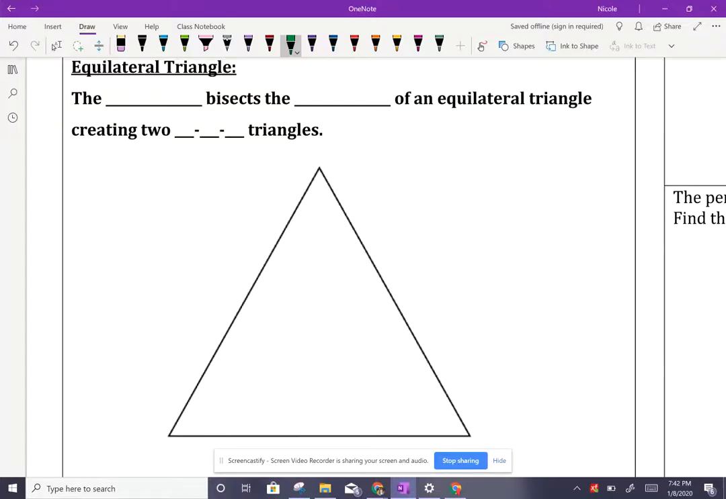All right, so we're going to look at constructing triangles in word problems as well as squares, so that way we can solve for triangles that are provided for us. So the first thing we're going to talk about is an equilateral triangle.